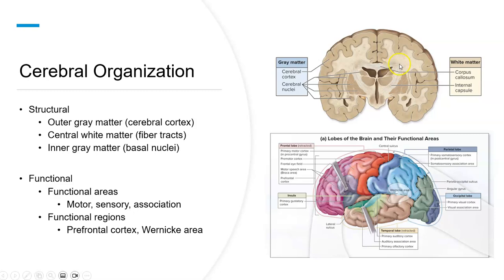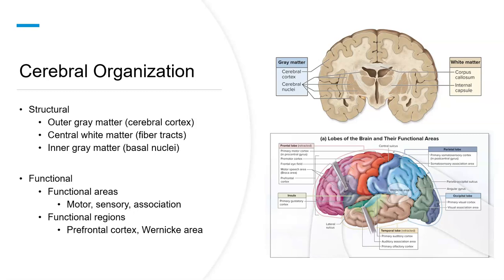The fiber tracts connect one brain area to another. And then we have these inner little centers of gray matter. Those are called basal nuclei. Functionally, we divide the brain into functional areas and functional regions. Functional areas include the motor, which causes movement of skeletal muscle, sensory, that receives information, and association makes sense of that incoming information by associating it with something that's already stored in the brain.